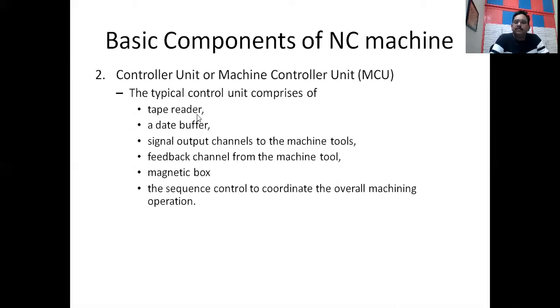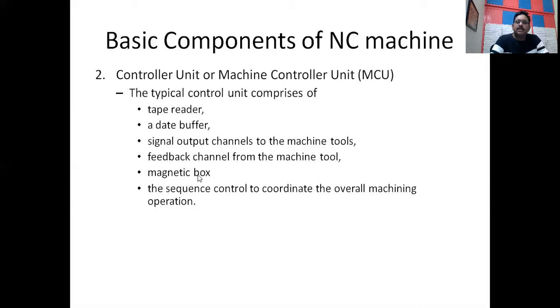So the tape reader will read the set of instructions, and whatever it has read will be stored in the data buffer. Whatever it understood, it will give the instructions to the machine tools with the help of signal output channels, and it will take input from the feedback channel whether the machine tool is performing as per the instructions or not.